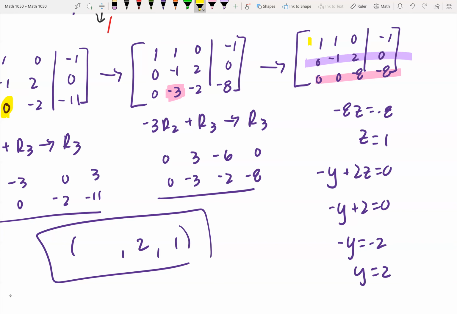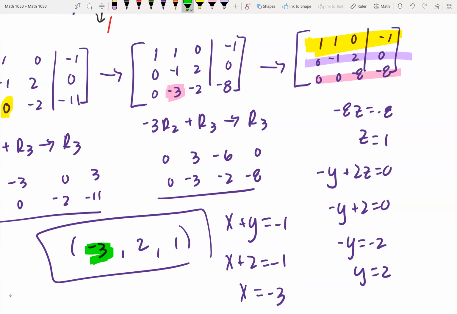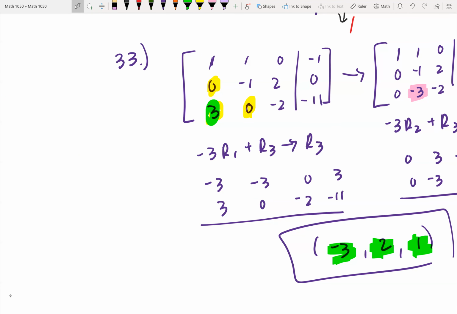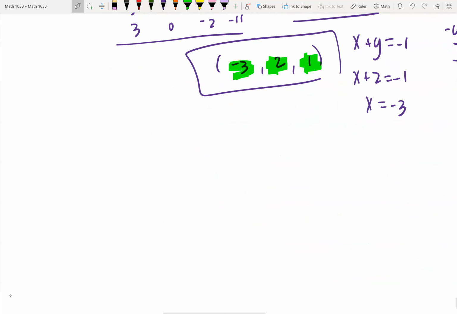Now I'm going to go up here to the top. And that gives me x plus y equals -1. I know y is a 2, so x plus 2 equals -1. Pull my 2 over, x equals -3. I would absolutely check this, put this in as A, as B, as C, then put it in the first equation, get a -1, second one get a 0, third one -11, and you checked it. Okay, 34.